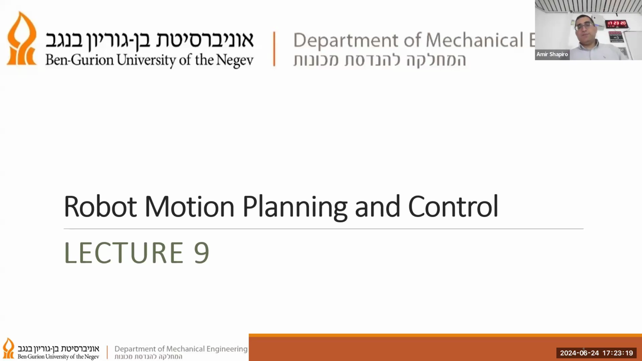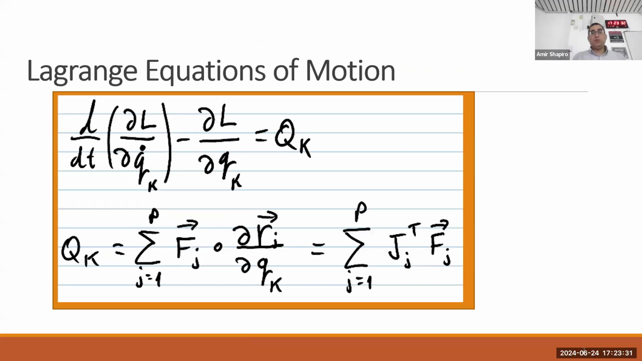So last time we talked about the kinematics and dynamics of mechanical systems. And today we will continue with that, with the dynamics of systems with constraints, and I think also some control. I'm not sure. We'll see.